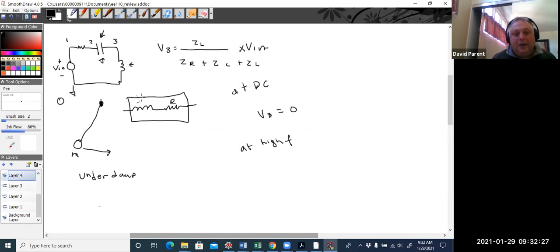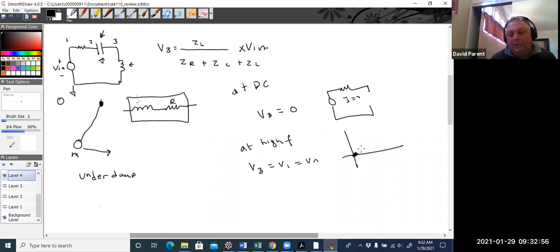Now, what about at high frequencies? Well, this capacitor becomes a short. So let me just quickly try to draw it without getting too excited. And then this inductor becomes open, I equals 0, there's no voltage drop. So V3 equals V1 equals V in, and we get a totally backwards relationship, right?